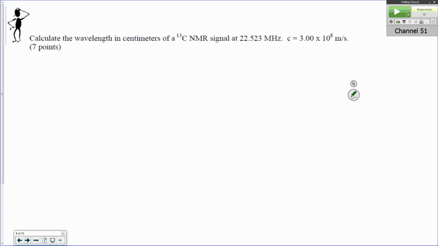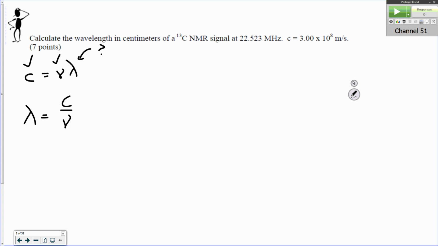And then I gave you the speed of light. Okay, so we know our formula says that the speed of light is equal to frequency times the wavelength. I've got the frequency, I've got the speed of light. What I'm looking for is the wavelength. So lambda equals the speed of light divided by the frequency.